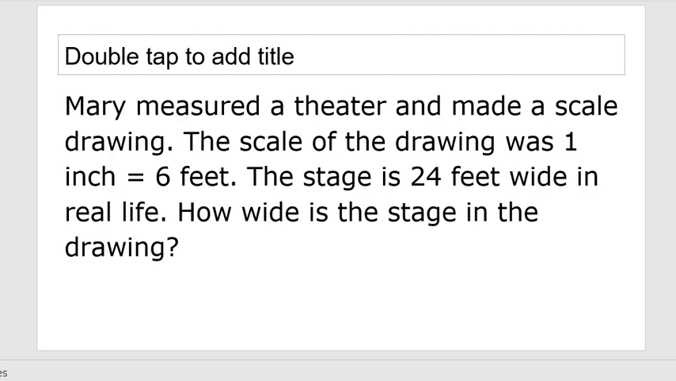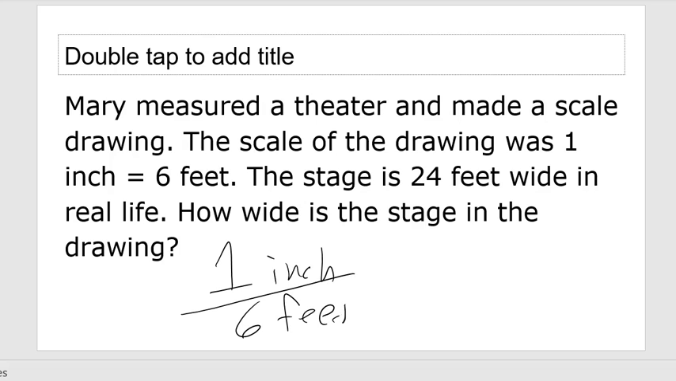Another one. Mary measured a theater and made a scale drawing. The scale of the drawing was 1 inch to 6 feet. The stage is 24 feet wide in real life. How wide is the stage in the drawing?